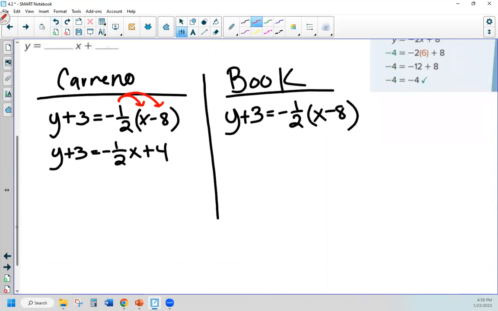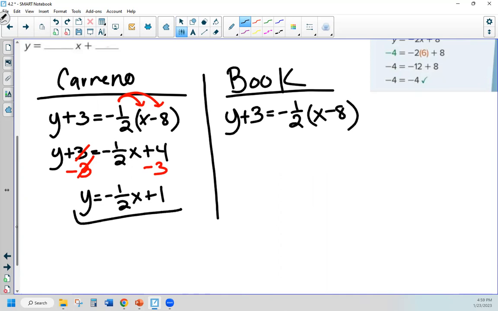Our last step here is, remember that we want to put it in slope intercept form. That is when your y value is by itself. So for me to have a y value by itself right now, I need to take 3 to the other side. So I'm going to do the opposite, minus 3. That is going to give me -1/2 x plus 1. And I'm done. Carreño's method is done.